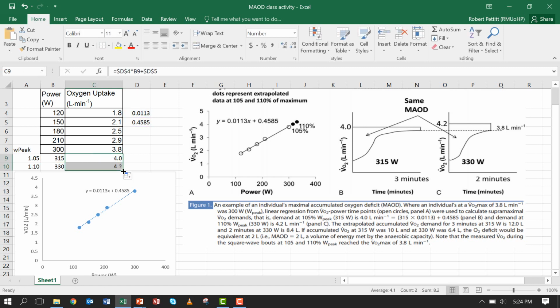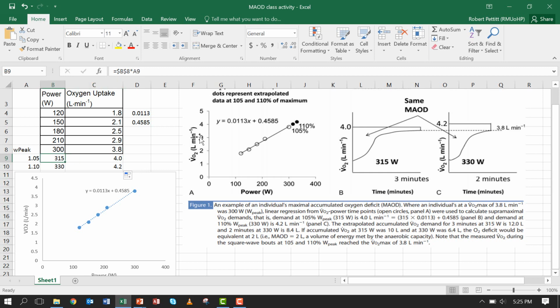And I'm going to drag that down. All right, bam. So I've got 4, and I've got 4.2, and the units for those are liters per minute. You can see now what I'm going to ask that subject to do is ride at 315 watts. Now I know that it's impossible for them to achieve a 4-liter VO2 response because their VO2 max is 3.8. The demand energetically would be 4.